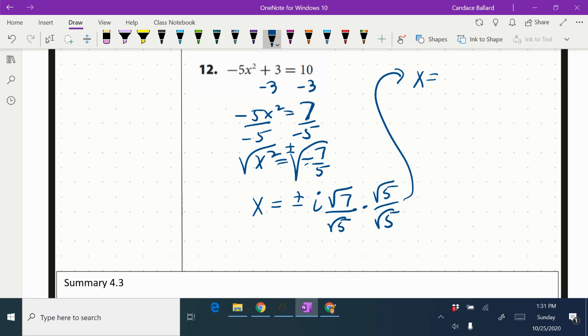So I get x equals plus or minus square root of 7 times square root of 5 is square root of 35. Square root of 5 times square root of 5 is just 5, and then I'm going to pluck my eyes out at the front.